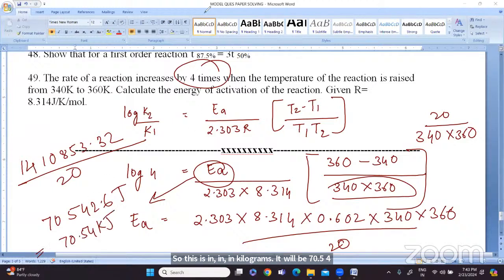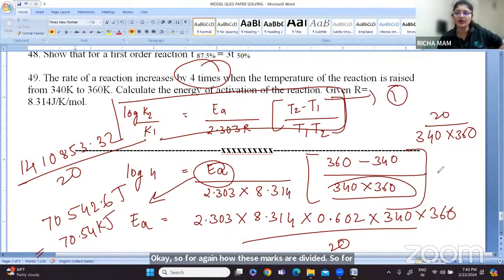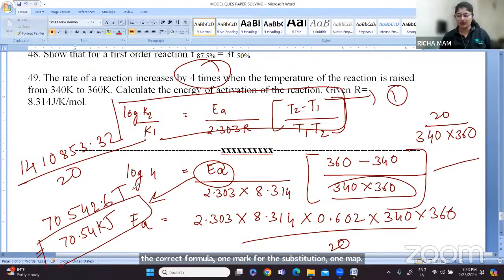So again, how these marks are divided. For the correct formula, 1 mark. For the substitution, 1 mark. And for the answer with the correct units, 1 mark. Is it clear?